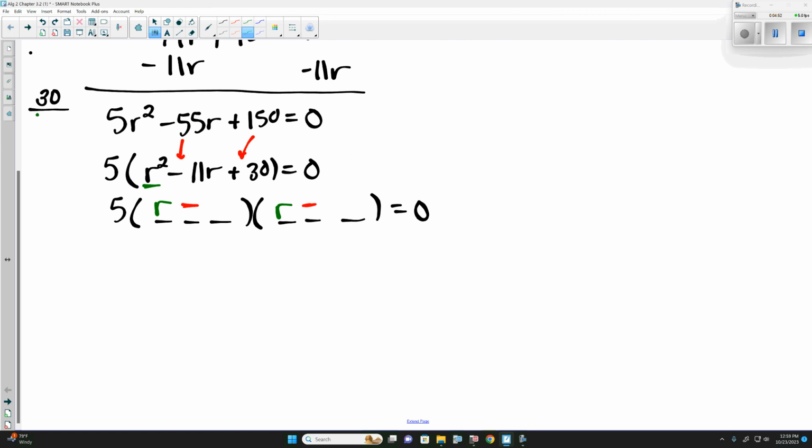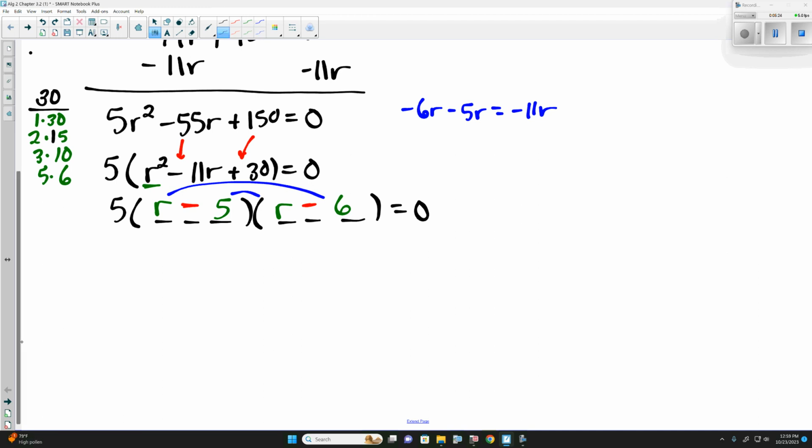Now we do need to find the factors of 30, which is 1 and 30, 2 and 15, 3 and 10, 4 doesn't work, but 5 and 6. And the one I'm going to pick is 5 and 6. And if we check this here, r times negative 6 would be negative 6r. Negative 5 times r is negative 5r, which gives us negative 11r, which is the middle term we wanted.